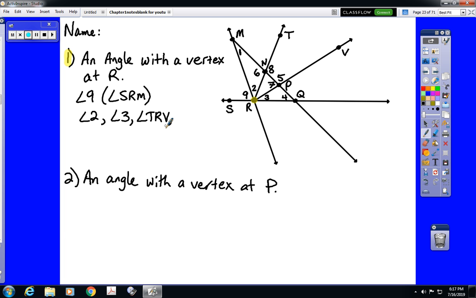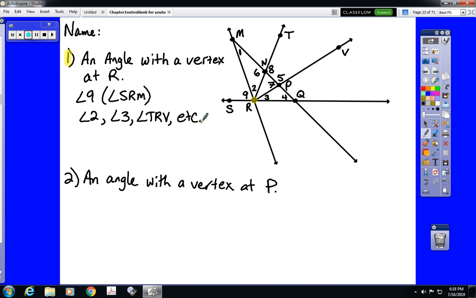Now the reason I didn't name either one of these angles down here at the bottom is because there's no point on this ray to allow me to name either one of those angles. I need another labeled point down here. So there are a bunch of other ways we could name one angle with that vertex located at point R, but there are 5 acceptable answers to that question right there.